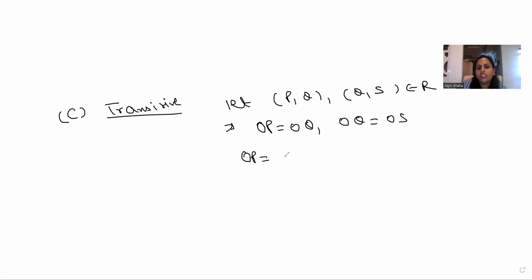So OP is equal to OQ. OQ is equal to OS. So we can say OP is equal to OS. And therefore we can conclude that (P, S) also belongs to R. So (P, Q), (Q, S) implies (P, S), like (A, B), (B, C) implies (A, C) belongs to R. So (P, S) belongs to R, and hence we can conclude that the relation is transitive.